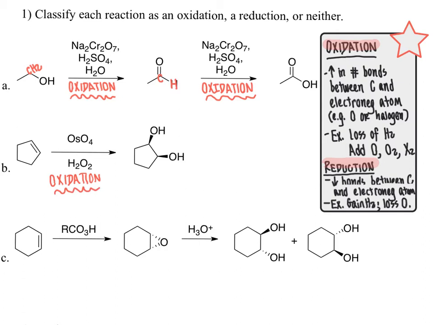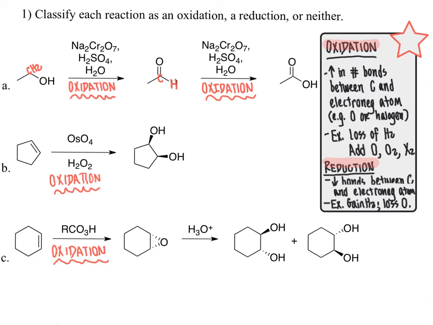Then we come down to the third reaction, which is an epoxidation reaction, where we are starting with an alkene and reacting it with a peroxy acid, and the product of that type of reaction is an epoxide. By looking at the relationship between the starting material and the product, we can classify this reaction also as an oxidation because we've increased the number of covalent bonds between carbon and oxygen going from our starting material to our product. Then onward to the next part.